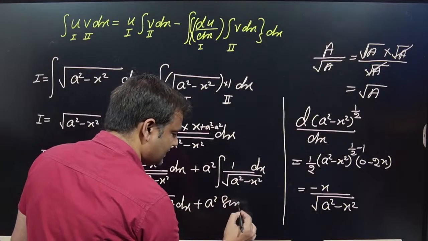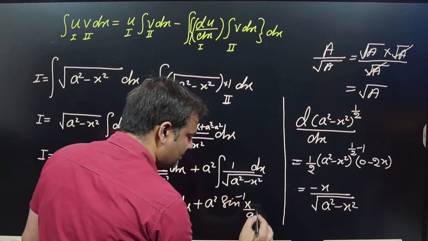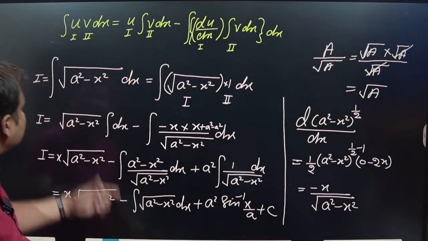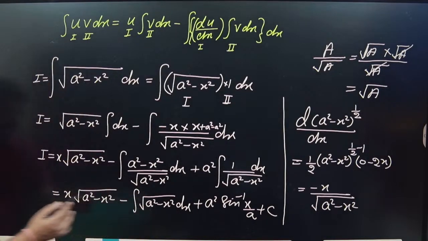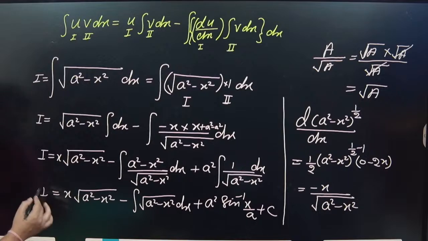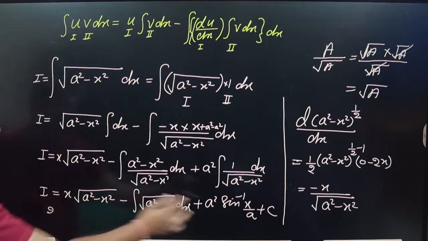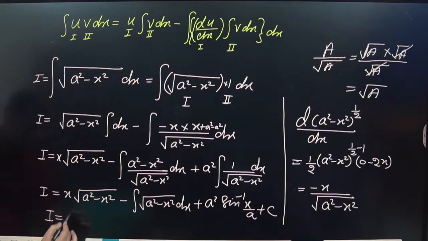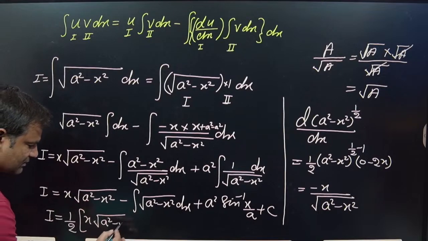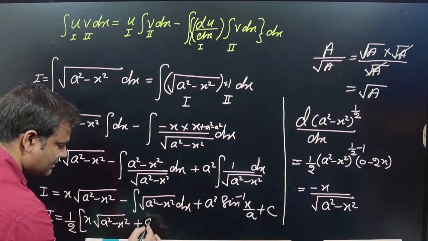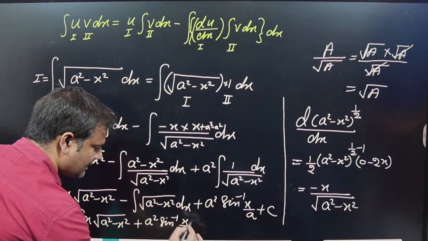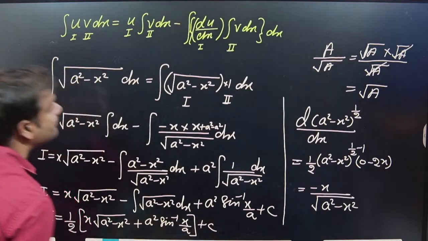This is sine inverse x upon a plus c. Very simple. And what about that value? Basically this I is going on here, so 2I is equal to that one. So I is equal to how much? Finally we got I equal to 1 by 2 x into under root a square minus x square plus a square sine inverse x upon a plus c.